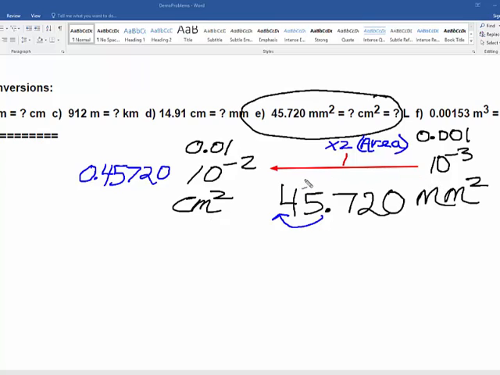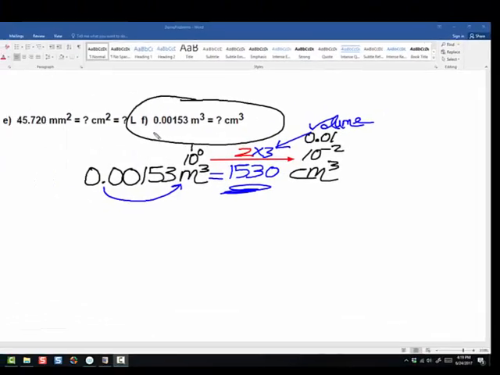How many places? Difference in the exponents of the place value is 1. However, this is area units. Therefore, we double the 1 to move the decimal place 2 places to the left. 45.720 square millimeters is 0.45720 square centimeters.